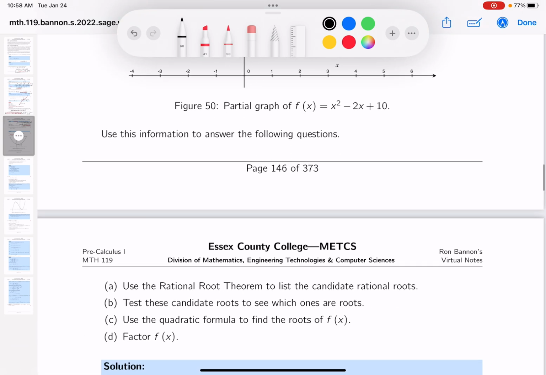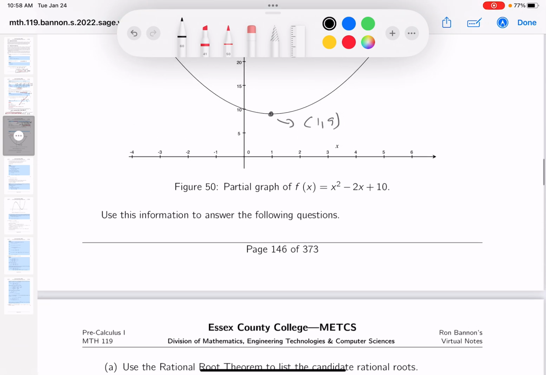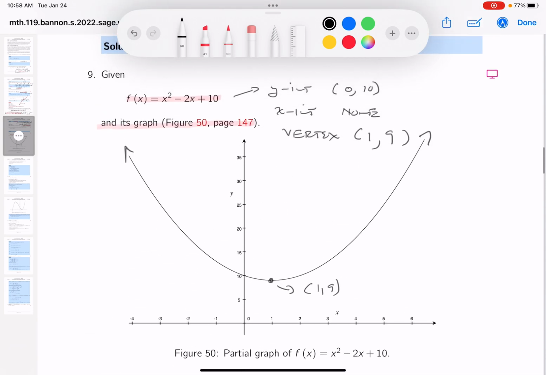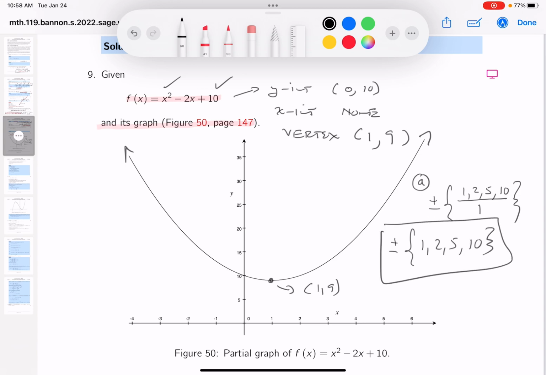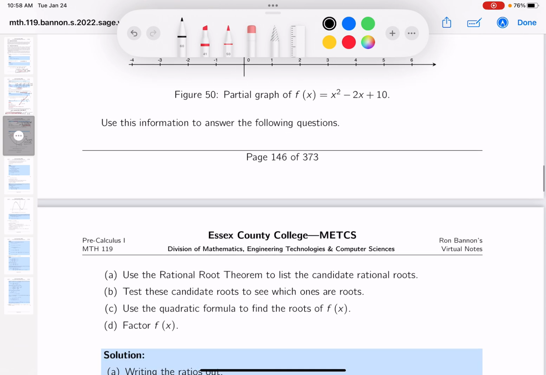The question's as follows. Use the rational root theorem to list the candidate rational roots. Well, let's look at it. Not too bad. This is A. The candidate rational roots are plus or minus the factors of 10. 1's a factor of 10. 2's a factor of 10. 3's not. 4's not. 5 is. And 10 is. And then the factors of the coefficient on the quadratic term, which is simply 1. So plus or minus 1, 2, 5, and 10. All right, put a box on it. It's letter A.